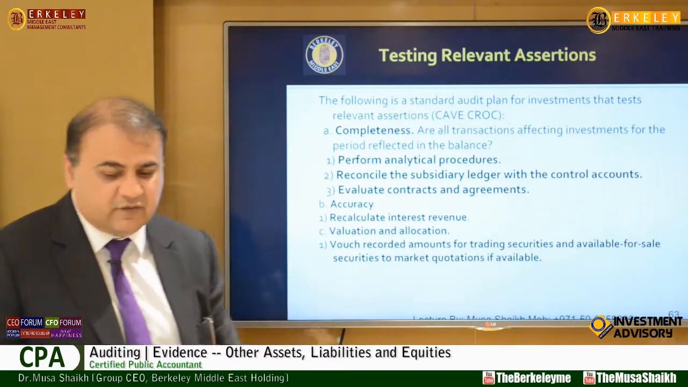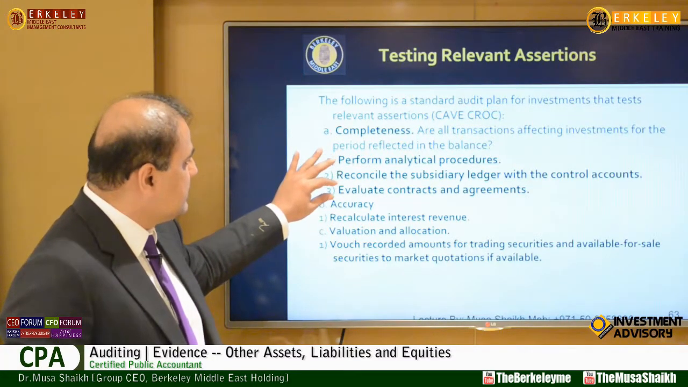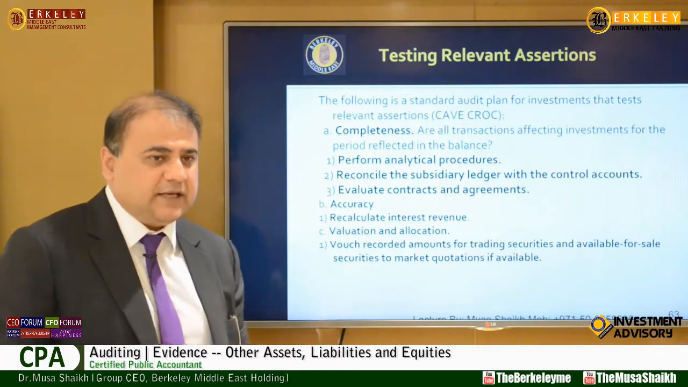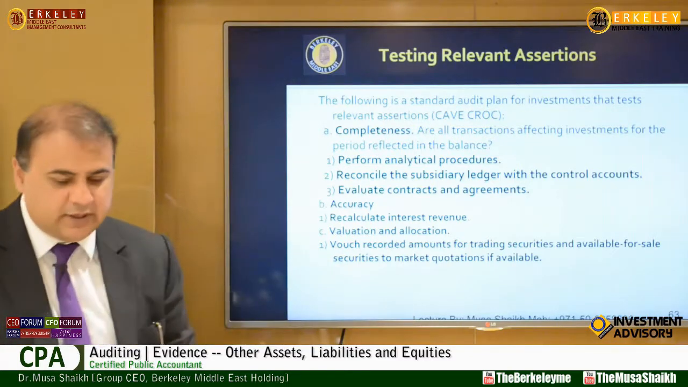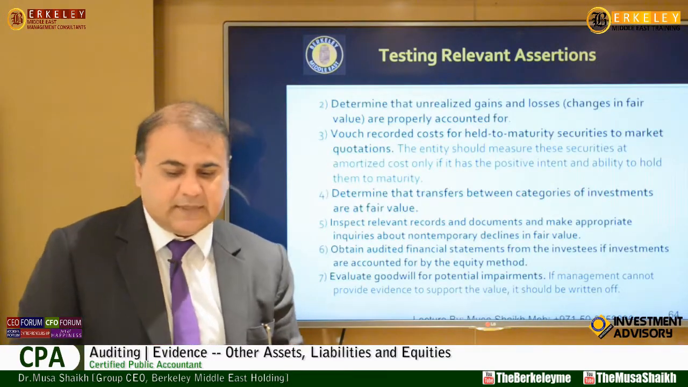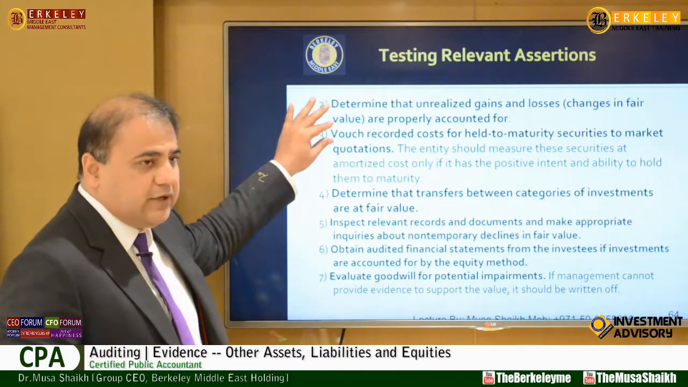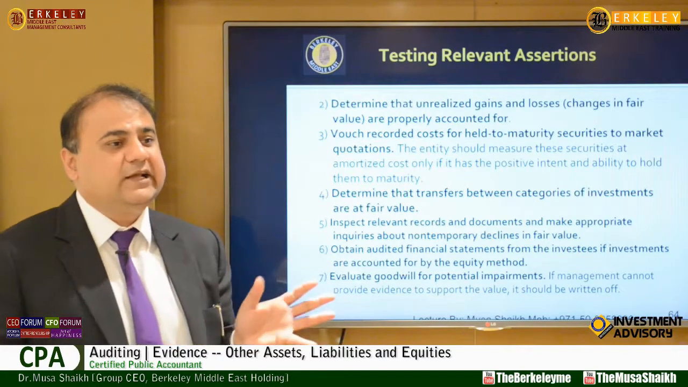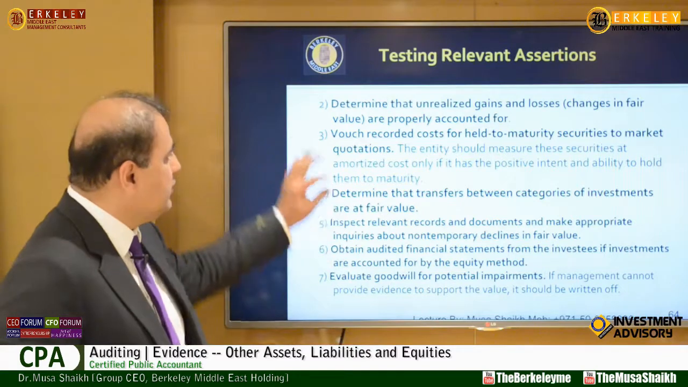So in terms of the assertions, he says completeness: perform analytical procedures, reconcile, evaluate, recalculate sometimes, because this will help us, any errors will come out. Valuation and allocation: vouch the recorded amount. So the same procedures we have to opt for in investment audits. Determine any unrealized gains and losses are properly accounted for. Here you should know, it will come in the other comprehensive income statement, it will come where? So this is accounting knowledge.